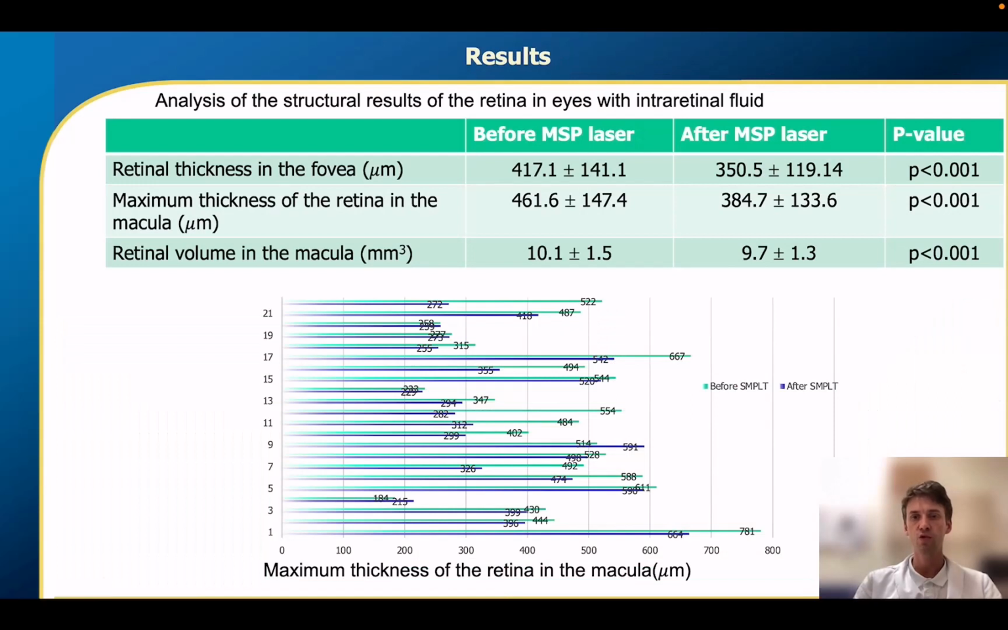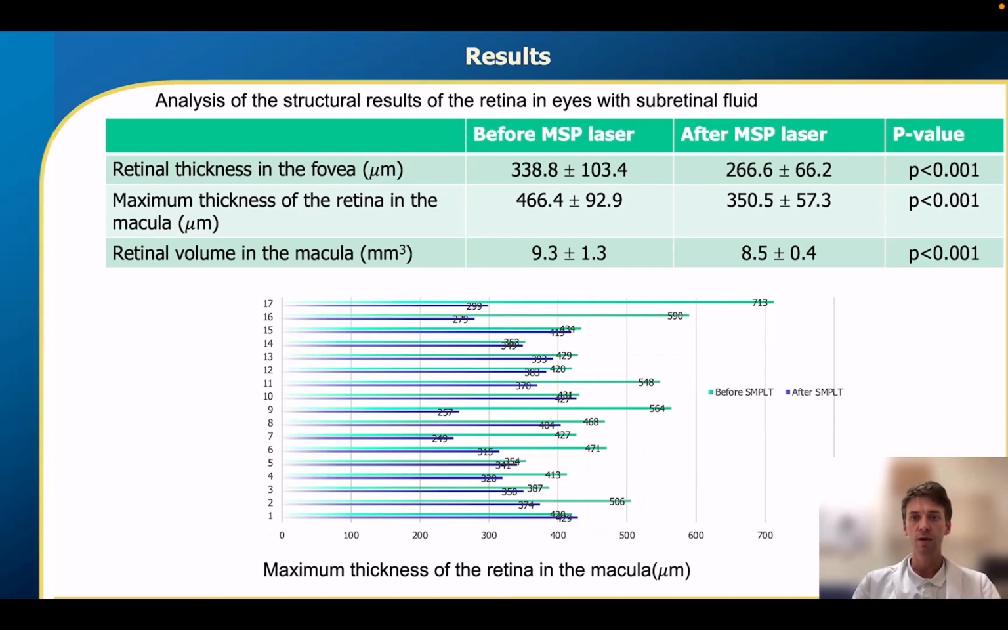Analysis of retinal structural results of the retina in eyes with intraretinal fluid showed significant improvement in each parameter. The average retinal thickness in the fovea before laser treatment was 417.1 micrometers, but at the first follow-up it decreased and amounted to 350.5 micrometers. The illustration below the table shows that improvement was not achieved only in two cases, number 4 and number 9.